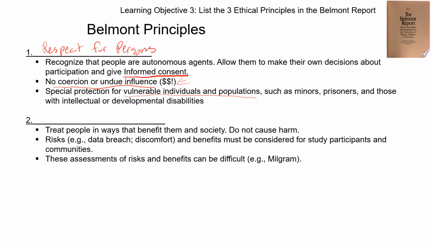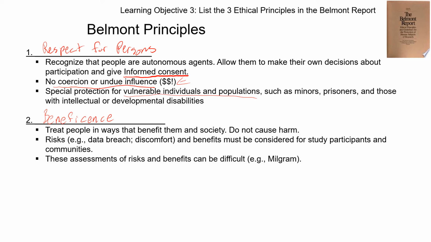The next one is beneficence. And that is to treat people in ways that benefit society and the participants. Do not cause harm. And again, if harm is caused, it needs to be justified by benefits, usually to the individuals. Also, risks and benefits must be considered for study participants and communities. Risks such as their information getting out, as well as discomfort or other types of things.